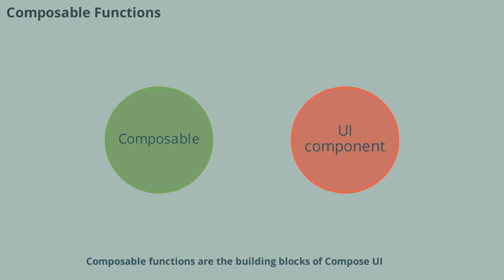Composable functions are the building blocks of Compose UI. Marked with the @Composable annotation, these functions can emit UI elements like text, buttons, or custom layouts. For example, the Greeting function displays a simple text message, demonstrating how easy it is to create reusable UI components.